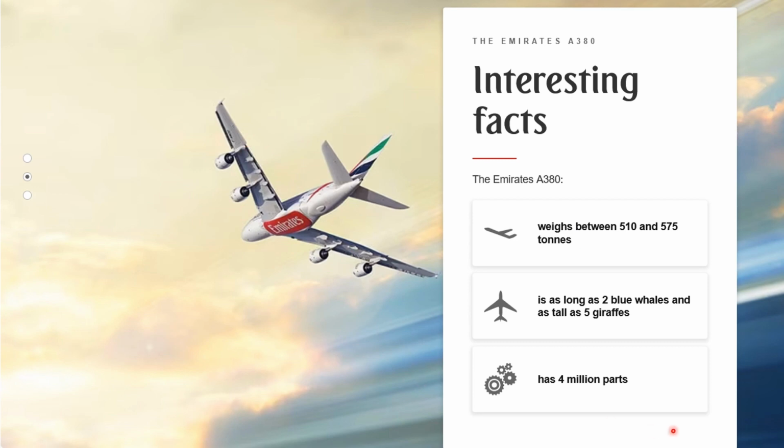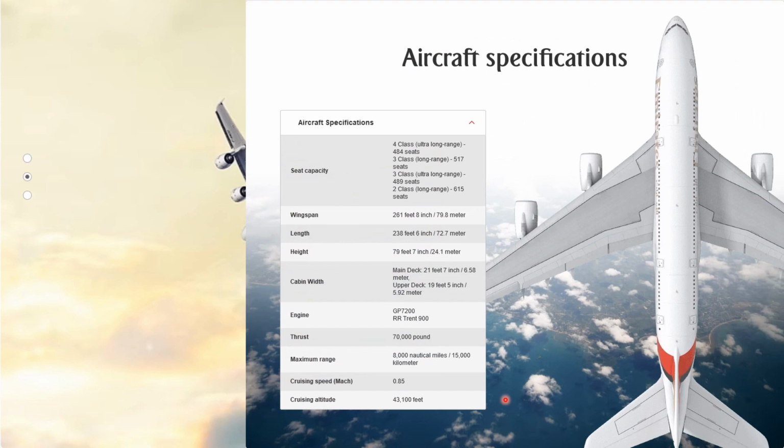And this flight is the size of two blue whales. A blue whale is around 50 to 180 meters, I think, so it's around 160 to 200 meters. And it's about the height of five giraffes. My God, and it has 4 million parts. What they are counting as parts, I don't know, maybe parts other than the wire and circuit systems. That much is inside that A380.